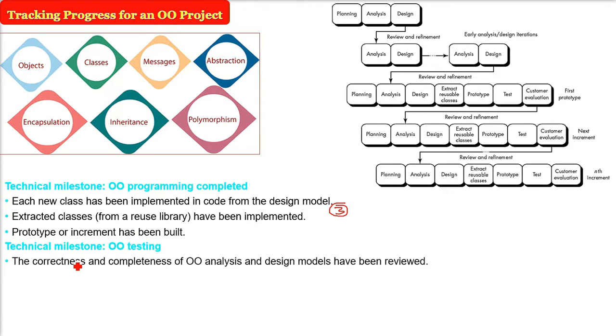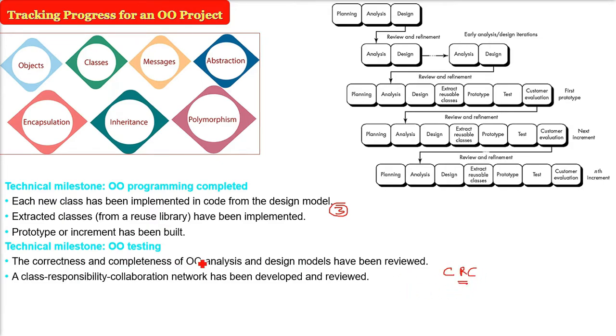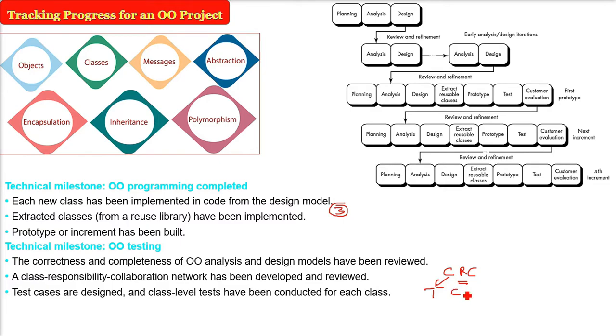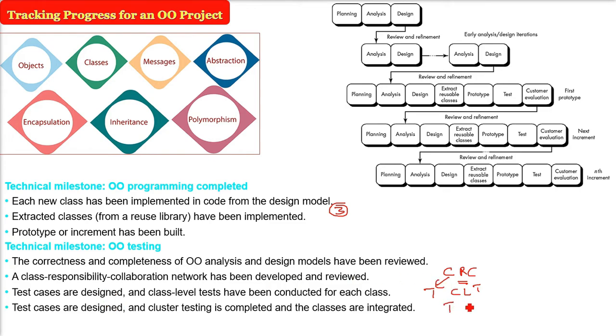Then coming to object-oriented testing. The correctness and completeness of the object-oriented analysis and design models have been checked. The CRC, the class responsibility collaboration network, is developed and reviewed. The test cases are designed and class-level tests have been conducted for each class. Then test cases are designed, cluster testing is completed and the classes are integrated. And then the final system-level tests have been completed. This marks the end of the fourth milestone. This is how we track the progress of an object-oriented project.